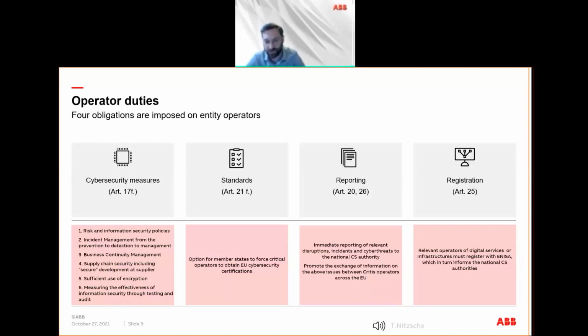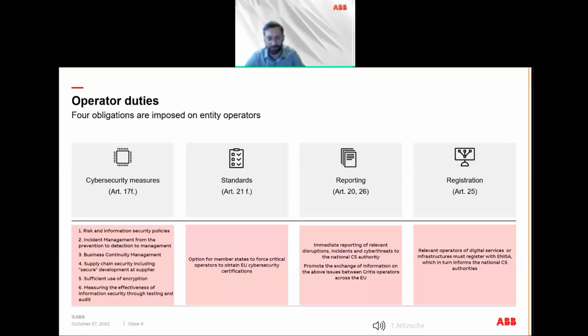Then you need sufficient use of encryption, which is interesting. What means sufficient? But as I said, it's a draft. So in an OT space, where can we use encryption? We at ABB have different options here. But it's not only on the OT space. So this directive covers the whole picture. And the sixth one is measuring the effectiveness of information security through testing and audit. Again, you need to have a risk assessment, you need to have fingerprints, you need to have health checks, things like that. And you will see later how we can help with that.